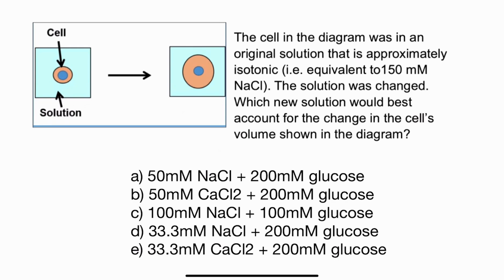Today I'll be going through a very common question type that I'm sure many of you have seen. It's a question where we have a cell in solution and then we change the solution and we're seeing the corresponding changes to the cell's volume. Based on this, we are supposed to determine the osmolarity of the surrounding solution and how it has changed.